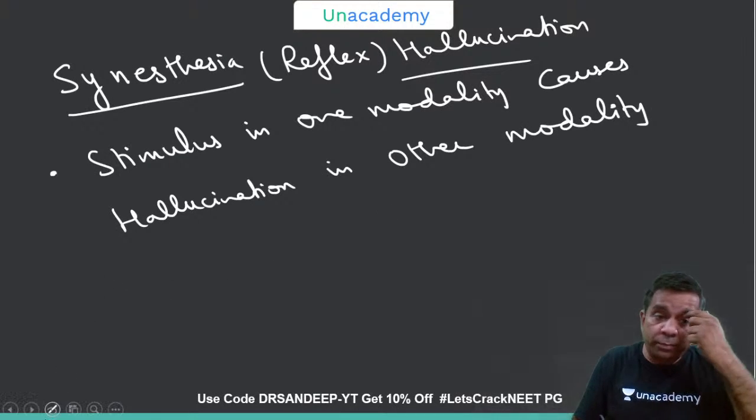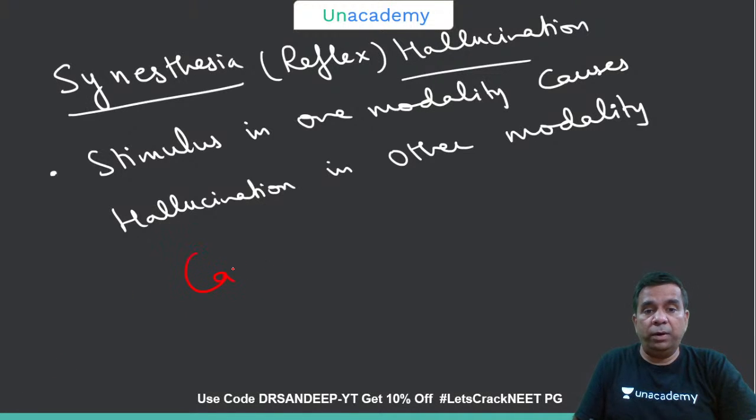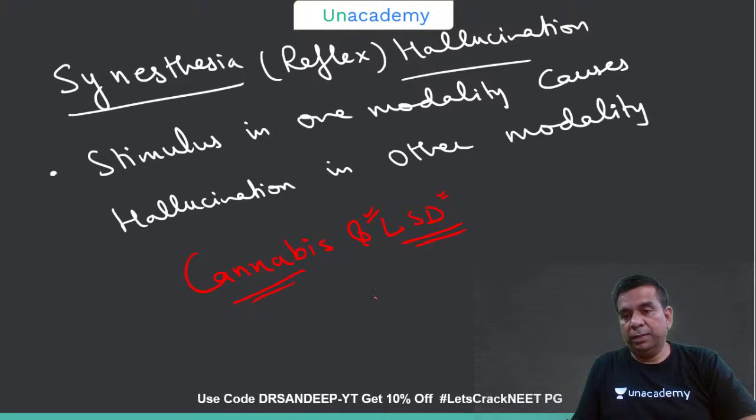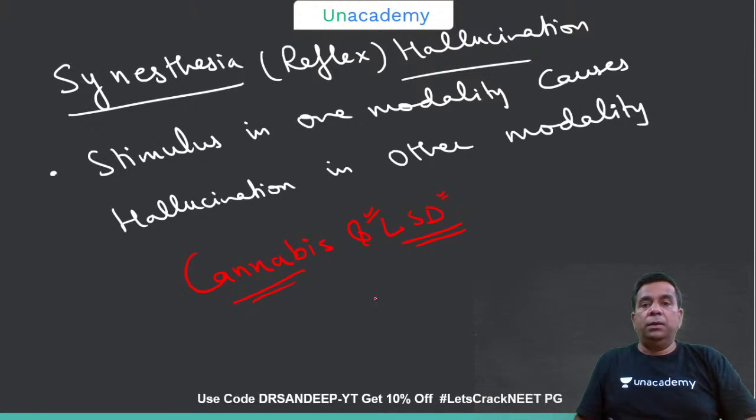So we had an MCQ that synesthesia has been commonly found in cannabis and LSD. Among the two, more in the LSD. It's cannabis and the LSD. So the answer, you say it's C, or for which one, I don't know.